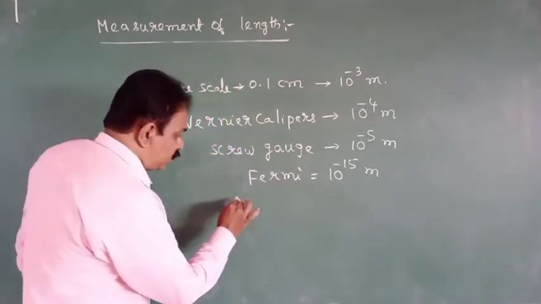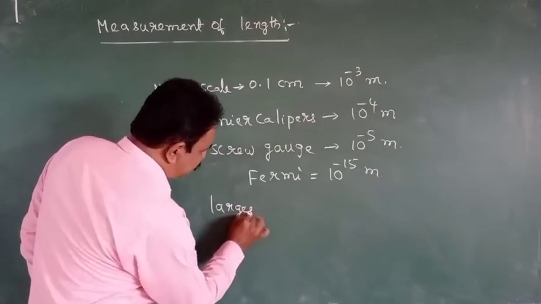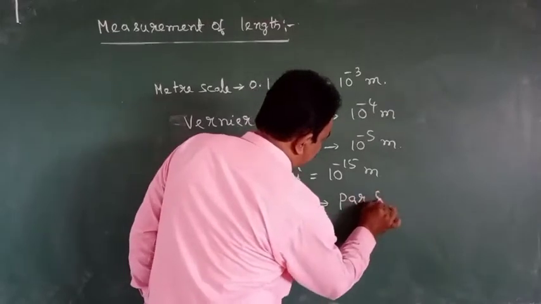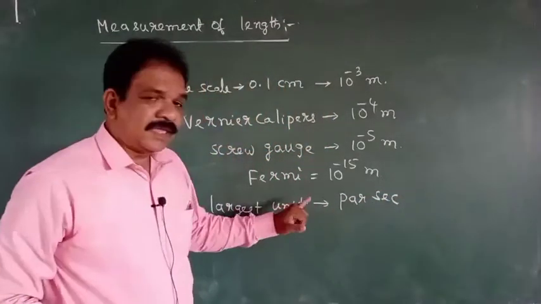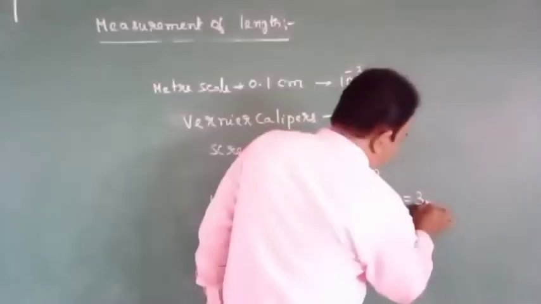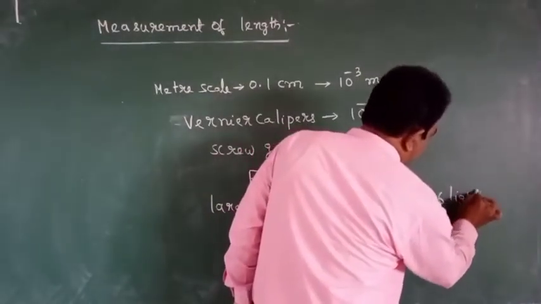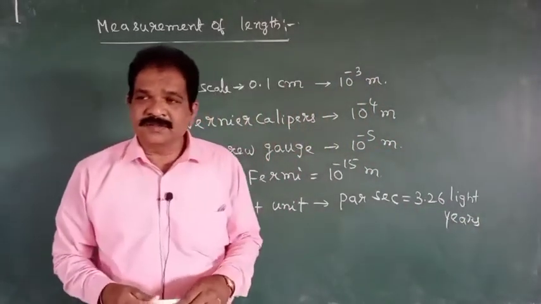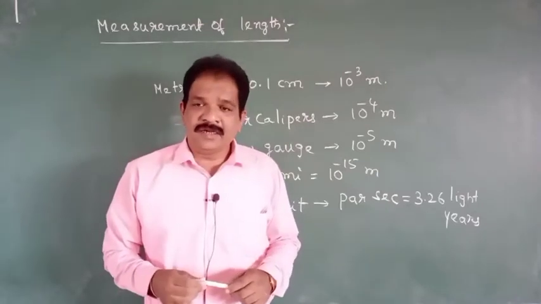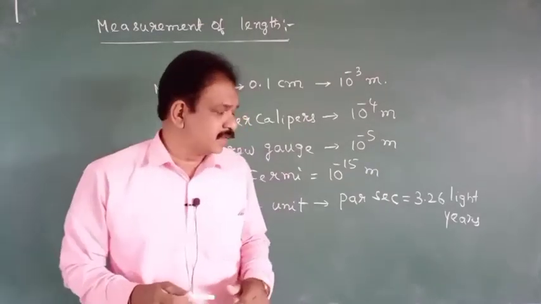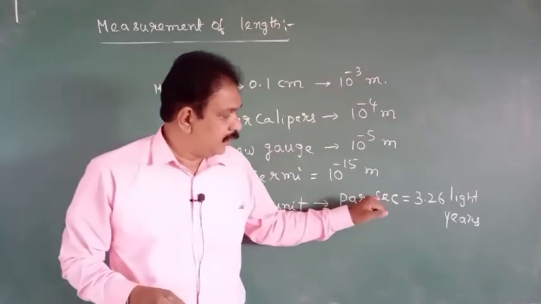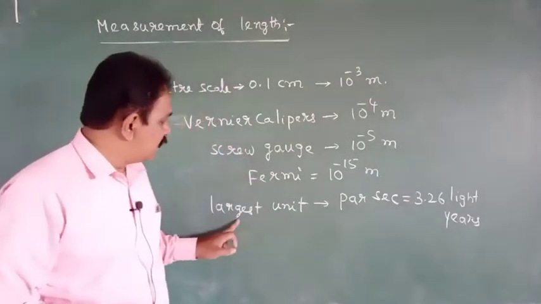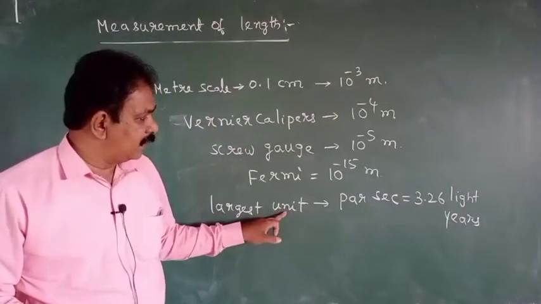Next, the largest unit. The largest unit to measure length is the parsec. Parsec means 3.26 light years. Light year means the distance traveled by light in one year. 3.26 light years is called the parsec. That is the largest unit to measure length.